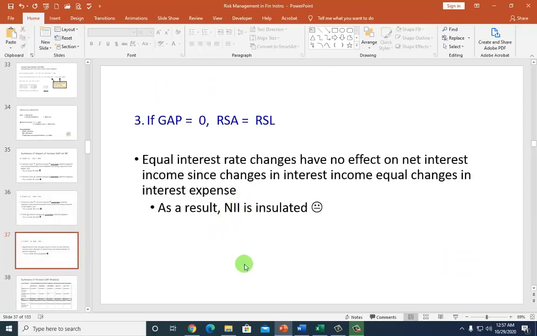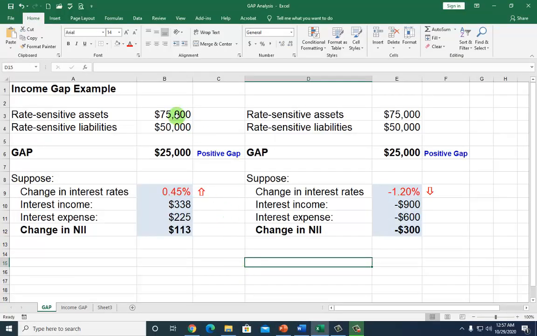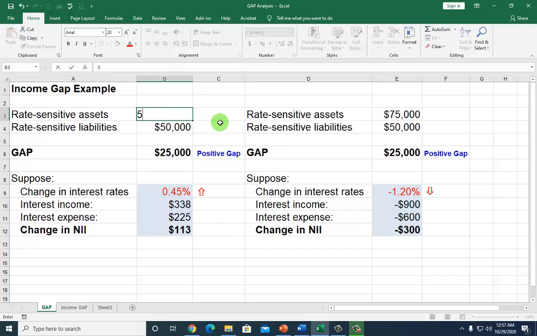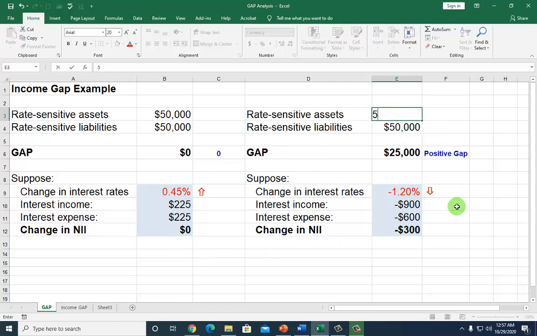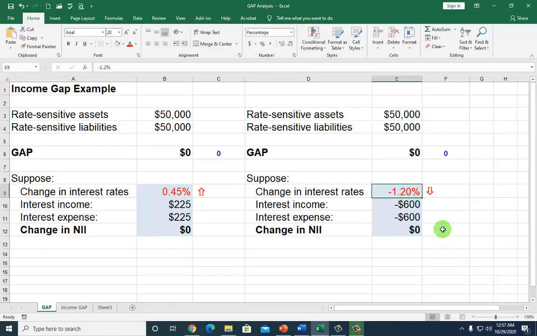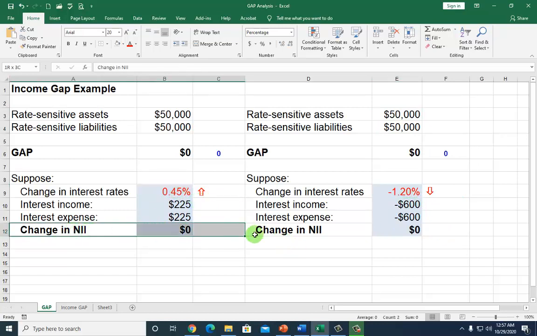And by the way, for good measure, you can see that happen right here. So if I switch this to 50,000, you can see that change in net interest income is 0. Likewise on this side, 50,000. So even though we have a drop in interest rate here and a rise in interest rate there, change in interest income is going to be 0. And that's it.